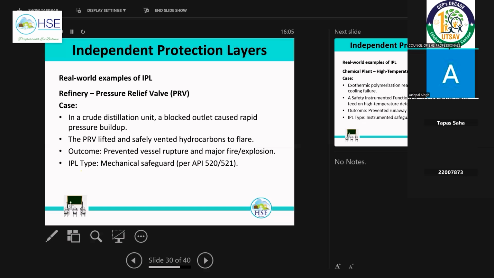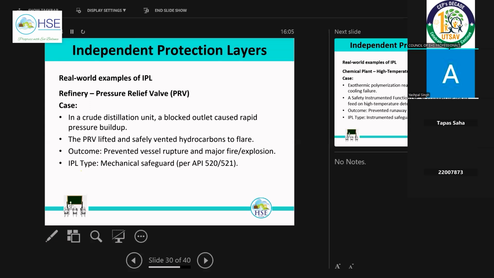So basically, suppose a PRV is there. The actual case is a crude distillation unit, and in case of high temperature and pressure increase, to handle this scenario, a PSV is installed which is connected to flare, right? The PSV installed on the distillation unit is connected to flare, which means whatever is released will be burned. So when there is high pressure, the PRV will lift and the release will be diverted to the flare.